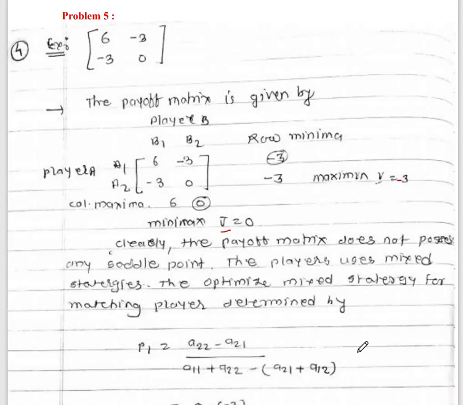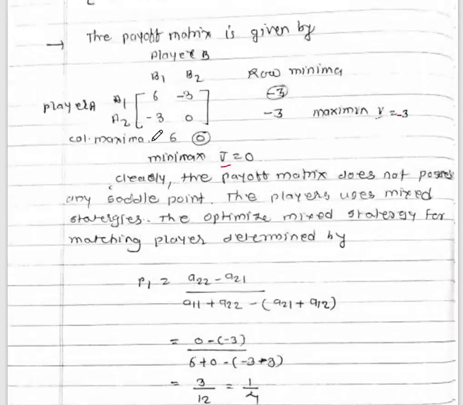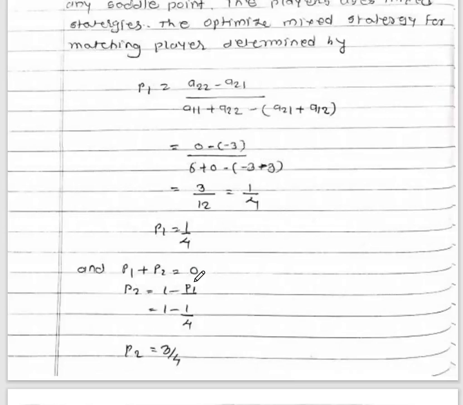Therefore, the optimum mixed strategy is given as P1 equal to A22 minus A12 divided by A11 plus A22 minus A21 plus A12. By using this formula, putting all the values from the given payoff matrix and solving, we will get P1 as 1 by 4. Now by using the condition P1 plus P2 equal to 1, P2 can be obtained as 1 minus P1. So P2 is 3 by 4.